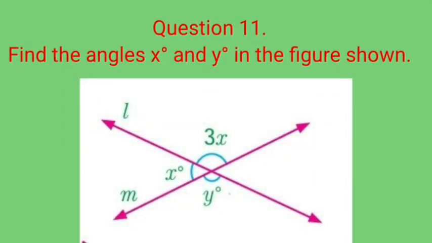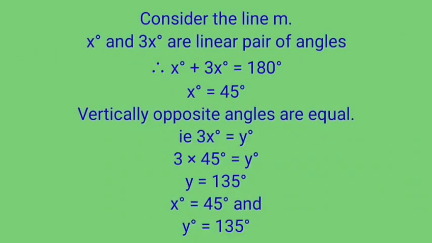Question number 11. Find the angles x degree and y degree in the figure shown. From the diagram we can say that x degree and 3x degree are linear pair. That is, x degree plus 3x degree is equal to 180 degree, which implies that x is equal to 45 degree. Also, since 3x and y are vertically opposite angles, therefore 3x is equal to y degree. By using the value of x, we get 3 into 45 degree is equal to y degree, which implies that y is equal to 135 degree. Hence, the value of x is equal to 45 degree and y is equal to 135 degree, which is the required answer.